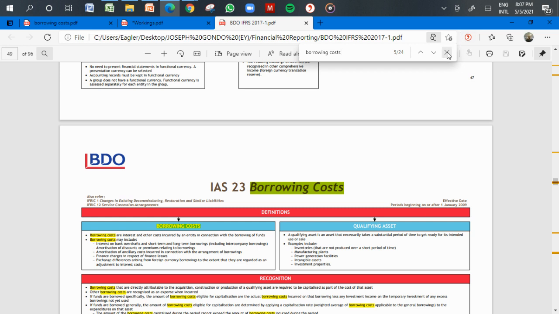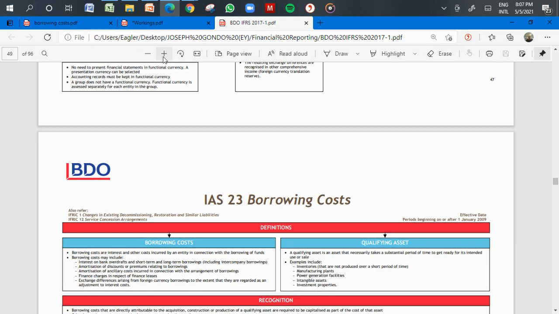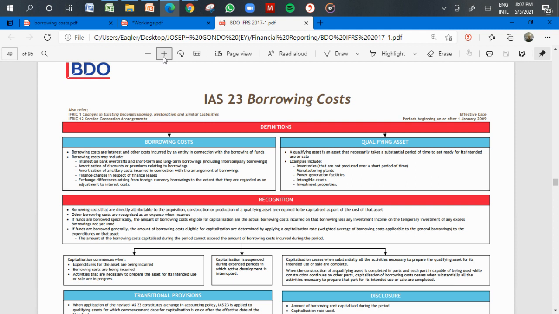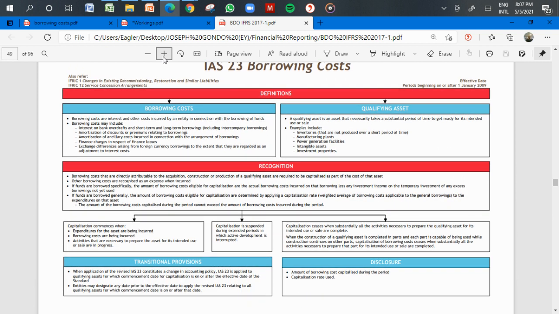So the summary is here. We said the first one, the definition, you have to know the definitions. The definition that you have to know first is the definition of what is a borrowing cost. Then second, what's the definition of what is a qualifying asset? So we discussed that one.